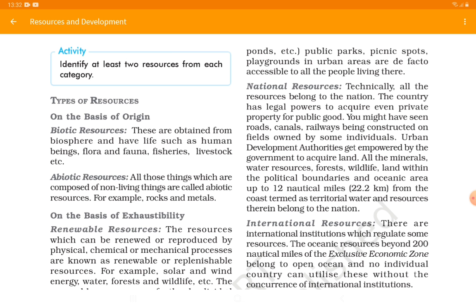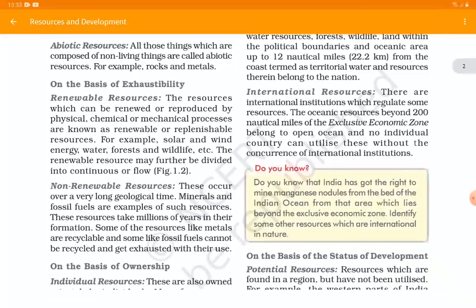Now let's see. First, biotic resources. These are obtained from the biosphere and have life, such as human beings, flora, fauna, fisheries and livestock. So these are living. Abiotic resources are all those composed of non-living things in our nature, like rocks, metals, rivers, water, mountains, etc.